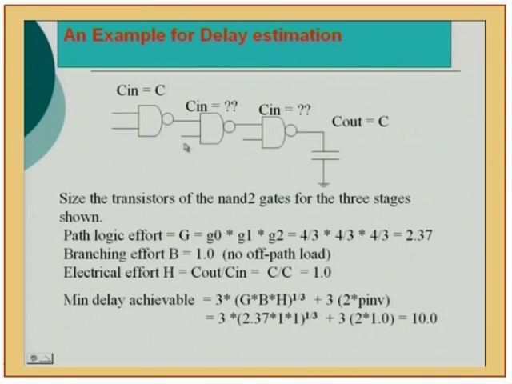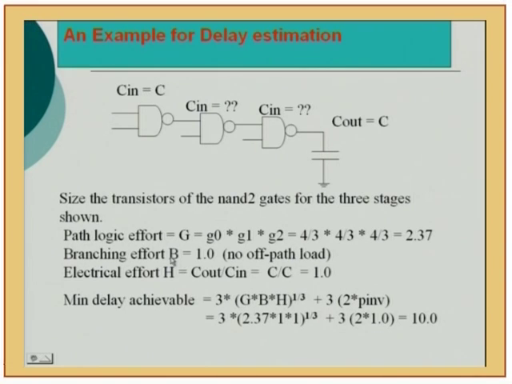Now I want to know, this input I know C, this output I know C, but I don't know what the sizes here are. So I want to find the size for which the delay is minimal for this path. The path is from here to here, and I want to see what should be the size here and here. So I calculate the net logical effort first for the total path. What is the total path logical effort? G is G0, G1, G2. So I multiply G0, G1, G2.